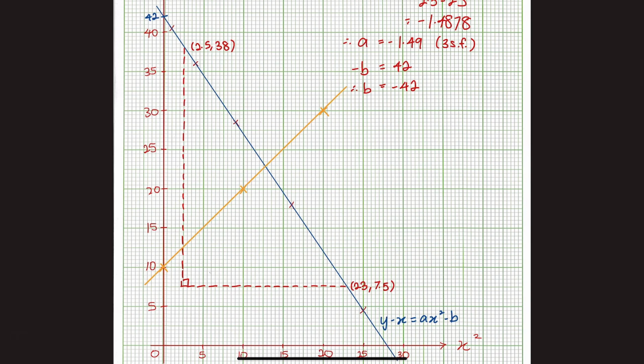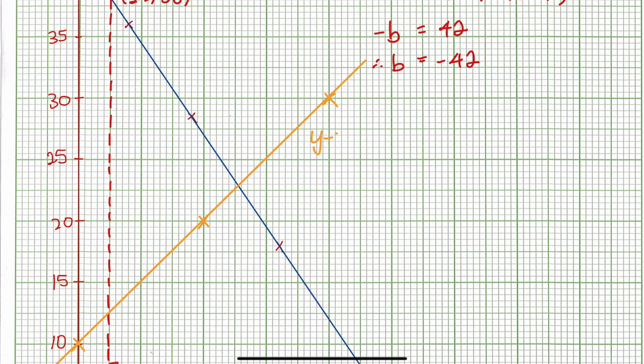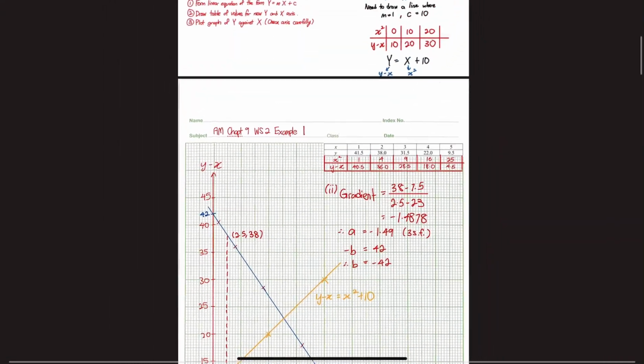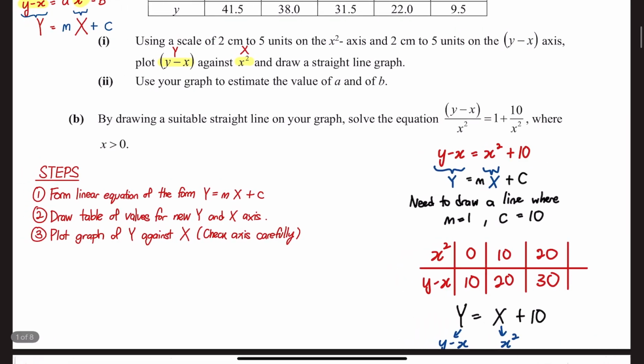Okay, so I've done this. I'll now label this line as well. This line has the equation y minus x equals x squared plus 10. So very simply, how do I answer the question? By drawing a suitable straight line on the graph, solve the equation.